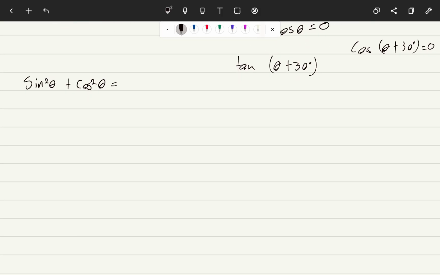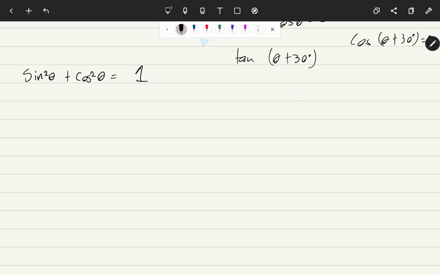Let us continue. There's another one, so let's cook. We have sine squared theta plus cos squared theta. I will tell you right away the answer is 1, but we're just going to prove it right now. So sine squared theta plus cos squared theta equals what?